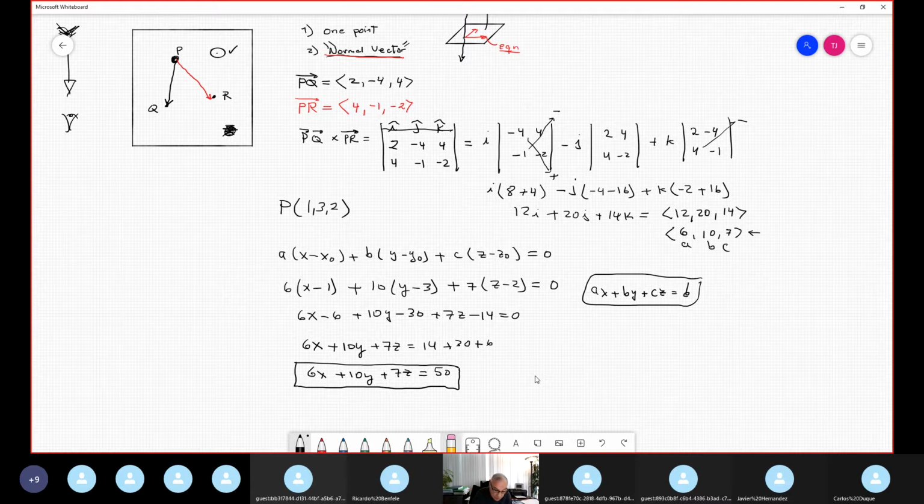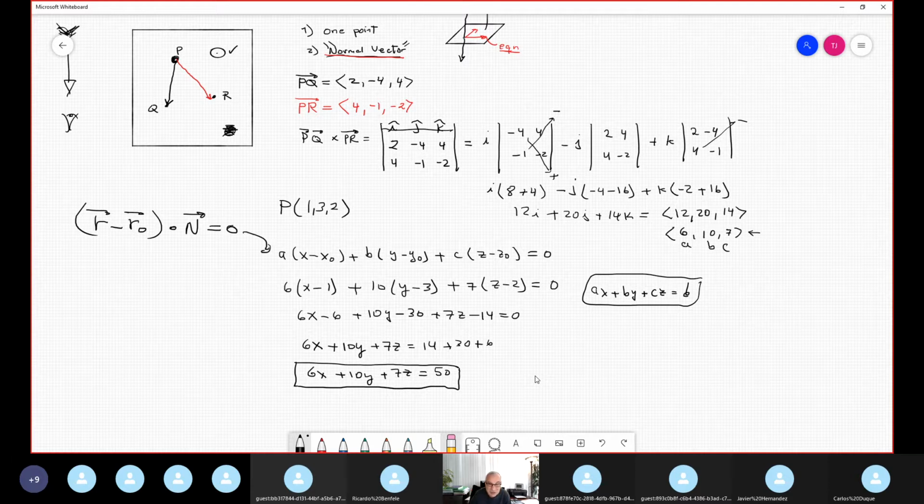The formula in vectorial way is R minus R null, dot product normal vector, equal to 0. This formula is vectorial. Okay, I put it here in a more understandable way.